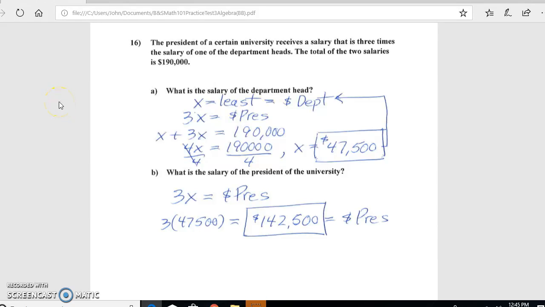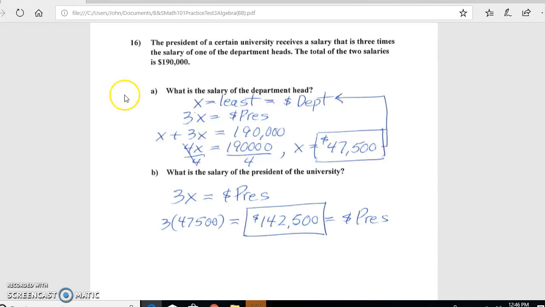This is the practice test for algebra. Here we're working on problem number 16. And the problem states, the president of a certain university receives a salary that is 3 times the salary of one of the department heads. The total of the two salaries is $190,000. And letter A, we're asked, what is the salary of the department head? Letter B, we're asked, what is the salary of the president?